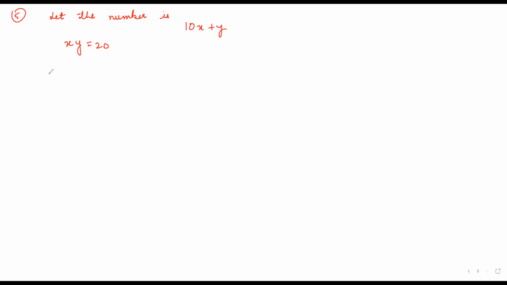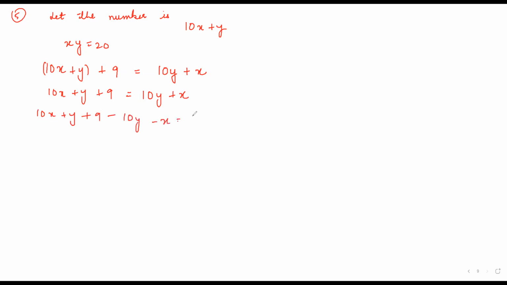So if I add 9 to this number, this is my original number, and I'm adding 9 to it, so the digits get interchanged. That means my tens digit is now y, my unit digit is now x. That's the equation. So 10x plus y plus 9 is equal to 10y plus x. Now take everything to the left hand side: 10x plus y plus 9 minus 10y minus x is equal to 0. 10x minus x, so you get 9x minus 9y plus 9 is equal to 0.